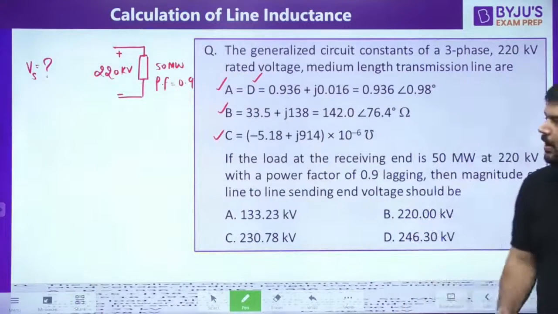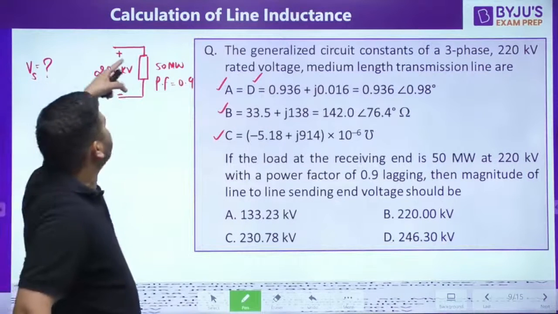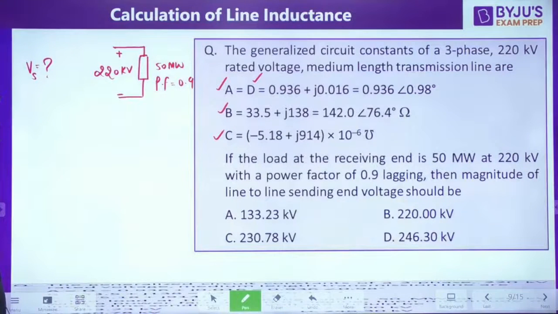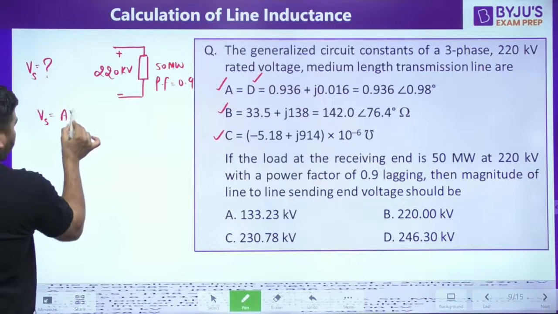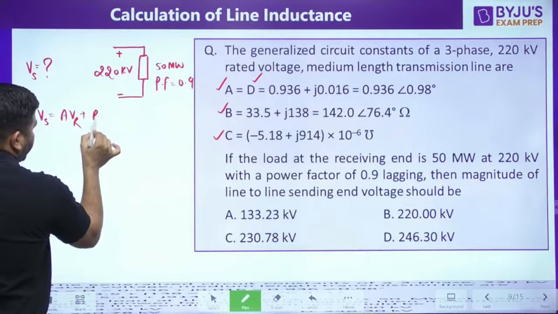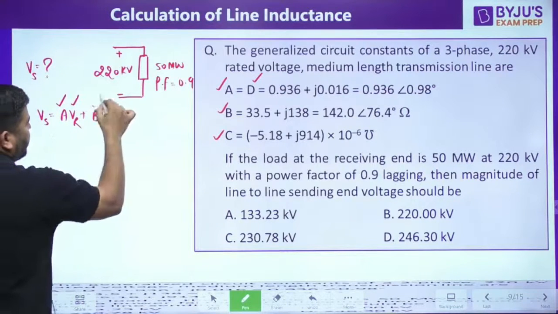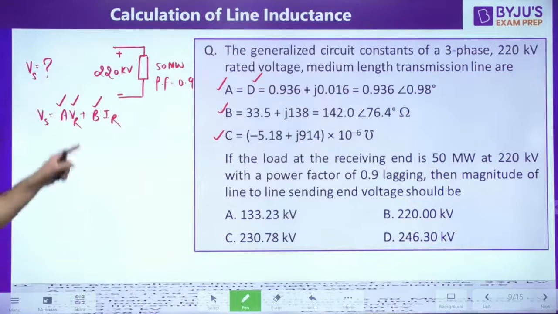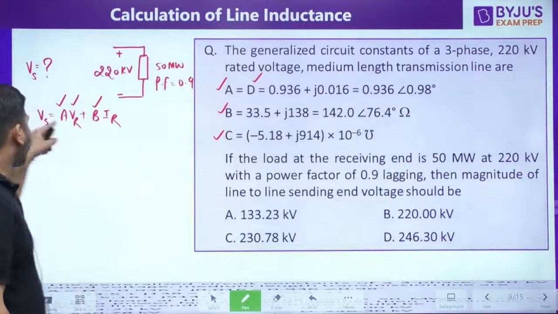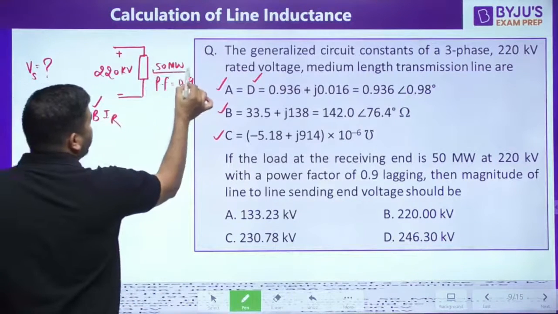Now it's my turn. You can see that I need to find the sending end voltage. Receiving end voltage is given to us. Now we know that sending end voltage is equal to A VR plus B IR. We know A, we know VR, we know B. If somehow we can calculate IR, the receiving end current, then we can calculate Vs. It's easy peasy.